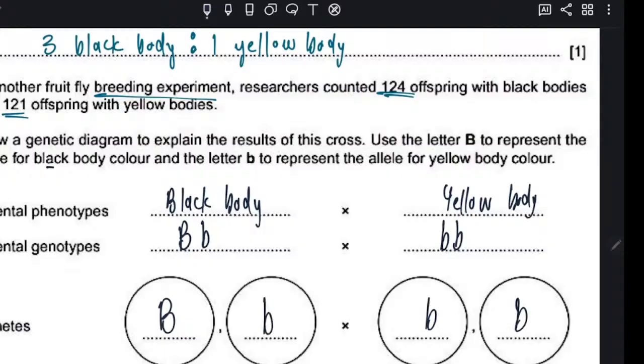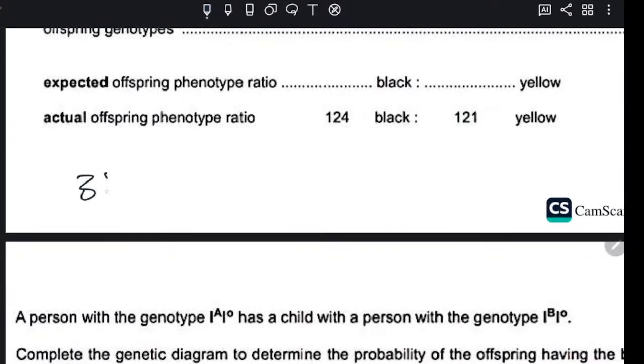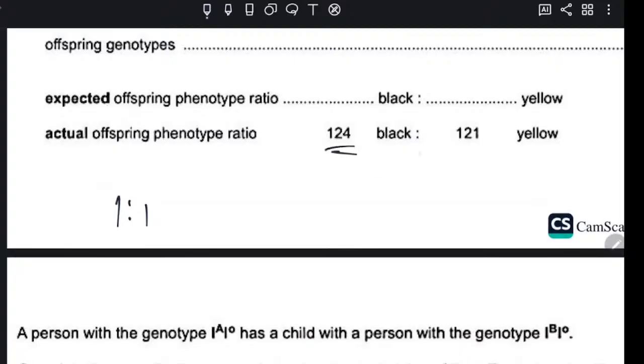The gametes will be big B, small b, and small b, small b. So the danger was if you forget the ratios. You must know the ratios. The ones to remember is that when you see 3s to 1, the parents are heterozygous. When you see 1s to 1, which is here, 124, 121, that's like 1s to 1. That means you have a heterozygous. Are you watching? It's heterozygous and homozygous recessive. Are we together?